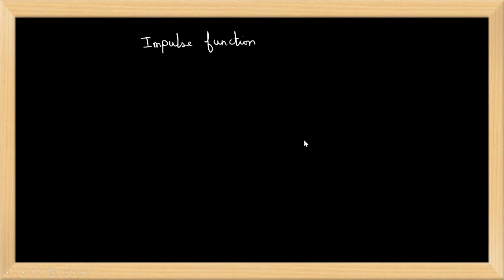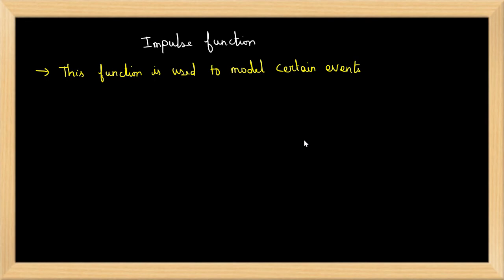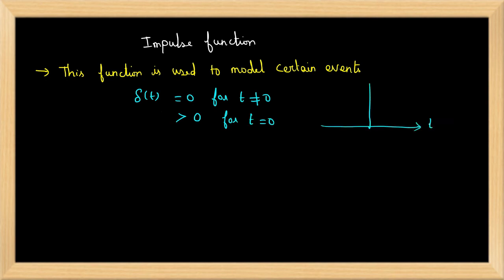The next one is the impulse function. The impulse function is used to model certain events. It is physically not realizable. It is usually represented as δ(t). Mathematically we can express this as δ(t) = 0 for t not equal to 0, and it is greater than 0 for t equal to 0. In a diagram we can represent it like this: δ(t) has a value only at t = 0.